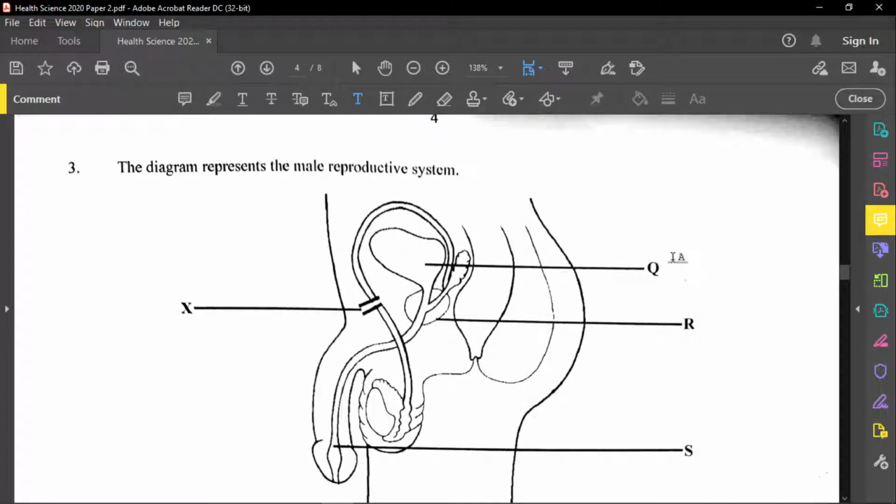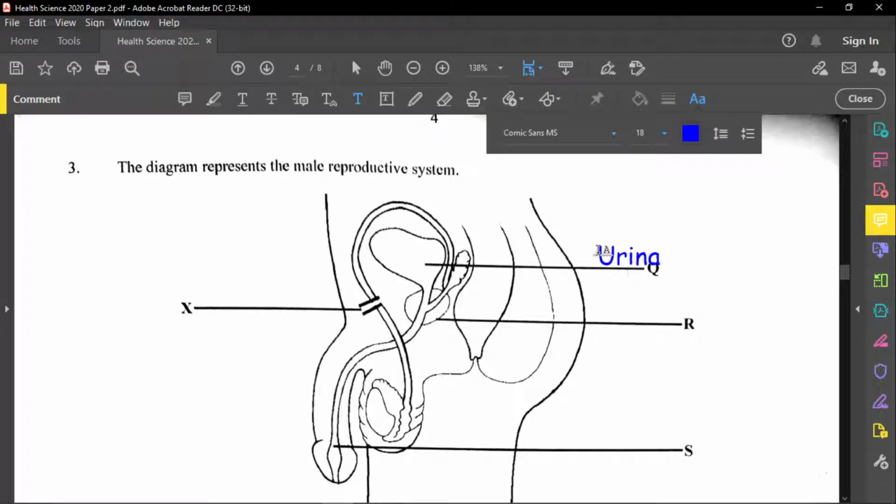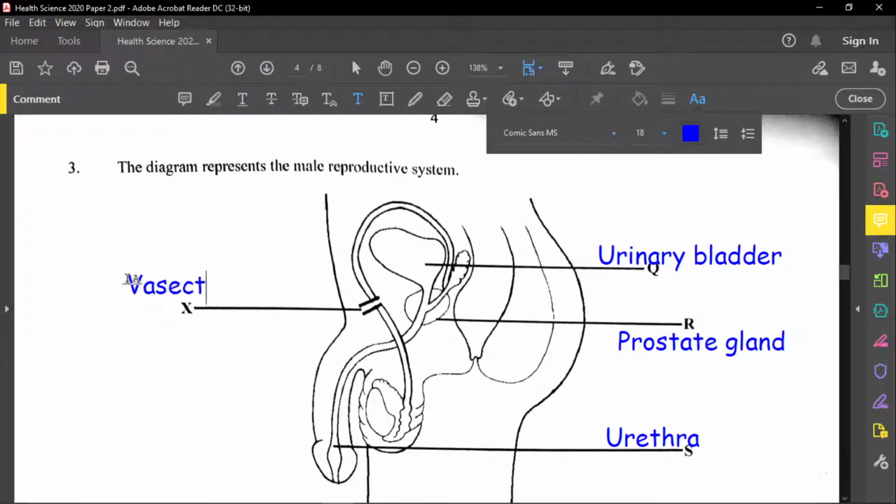Here, this is the urinary bladder. So let's put Q as the urinary bladder. And R will be the prostate gland. And then S will be the urethra. And then X is the cutting of the sperm duct, otherwise called the vas deferens. This is a method called the vasectomy.